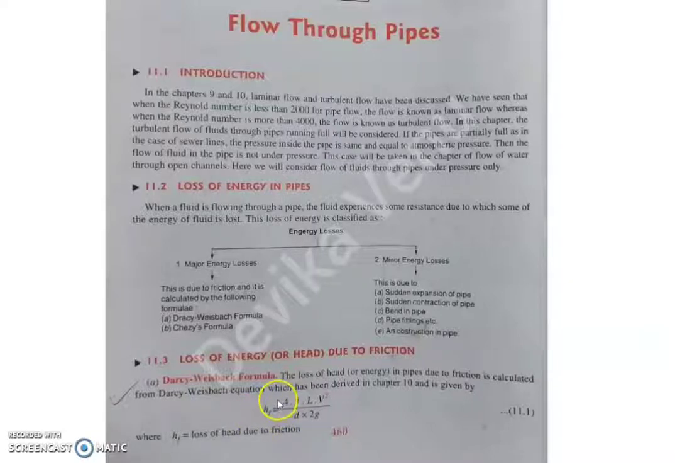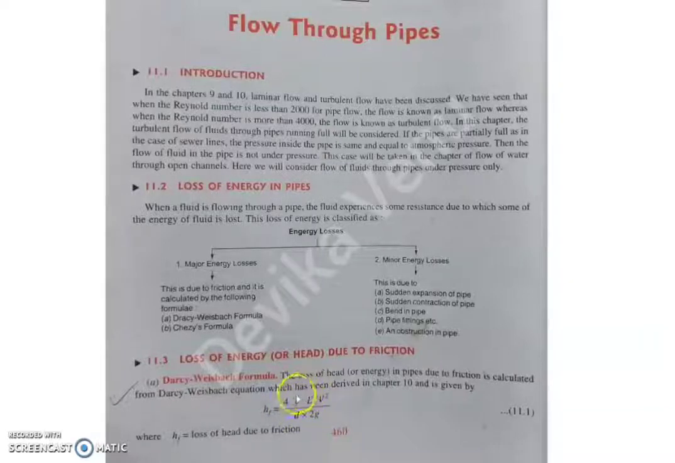And what is small f? Small f is the coefficient of friction. This f is a function of Reynolds number, so if you know the Reynolds number, you can find the value of f. Or else it will be given in the question. L is the length of the pipe, capital V is the mean velocity of flow, and D is the diameter of the pipe. All the details of the pipe will be given in the question, and you just have to substitute the values in this equation.